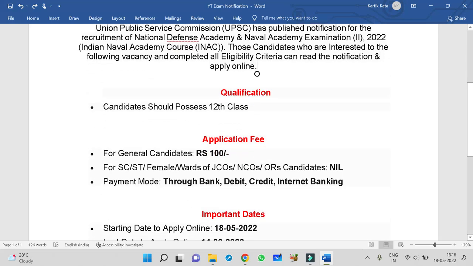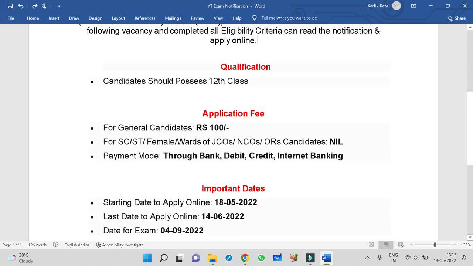What is the qualification required to apply for NDA or NA? The candidate should possess 12th class. A candidate who has completed 12th class can apply, both girls and boys. The application fee for a general candidate is just ₹100. For SC, ST and female candidates there is no fee, it is nil. Payment is only online, through debit card, credit card, or internet banking.